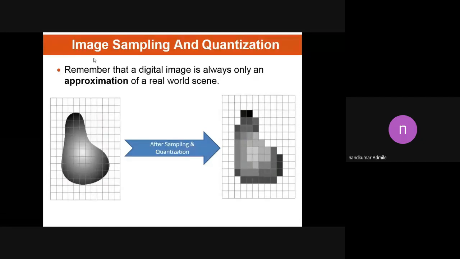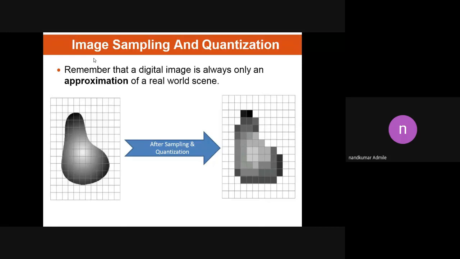My voice is clear, audible to everyone? Yes, sir. Yes, sir. Roll number one might be you don't have a range. My voice is audible to everyone also.